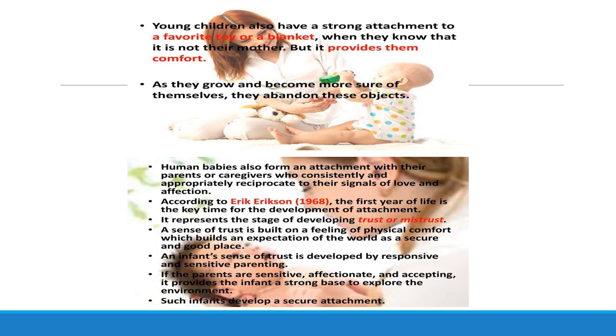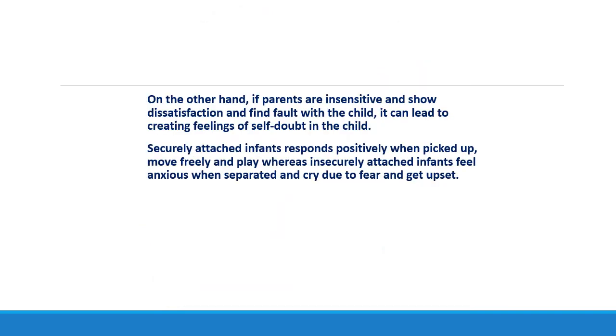Okay, an infant's sense of trust is developed by responsive and sensitive parenting. Now, if the parents are sensitive, affectionate, and accepting, it provides the infant a strong base to explore the environment. Such infants develop a secure attachment. On the other hand, if parents are insensitive and show dissatisfaction and find fault with the child, it can lead to feelings of self-doubt in the child. So, securely attached infants respond positively when picked up, move freely, and play, whereas insecurely attached infants feel anxious when separated, and cry due to fear and get upset.